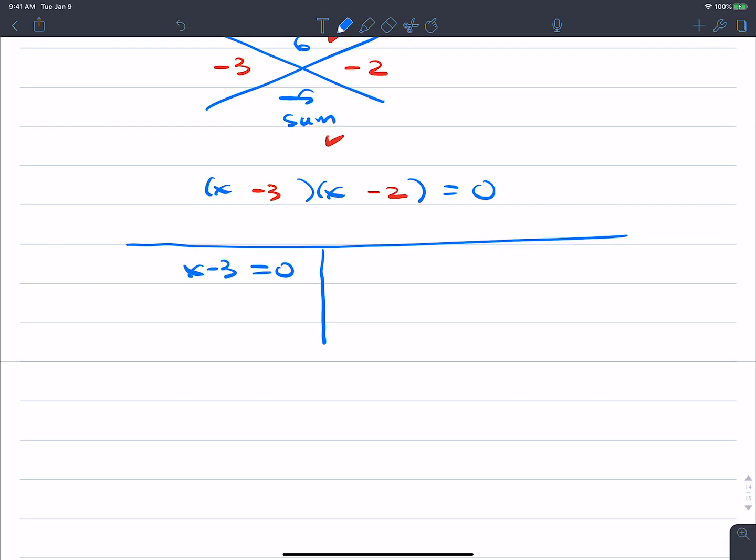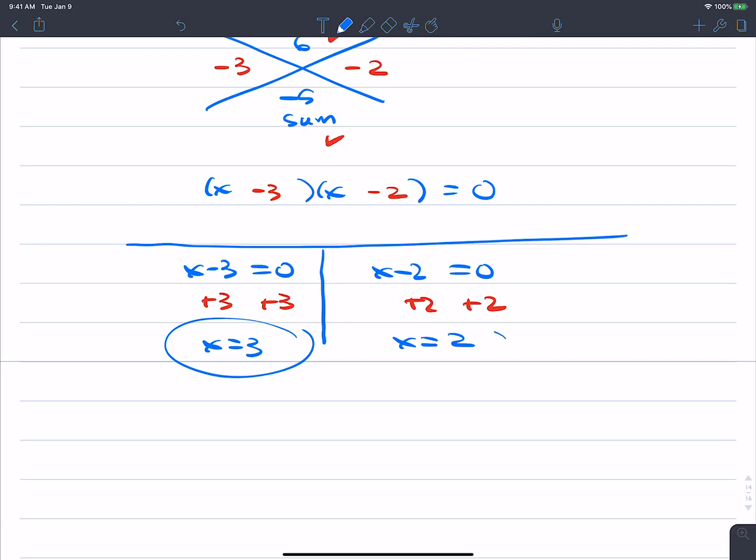x minus 3 is 0. x minus 2 is 0. What do you guys do? Add 3. Add 2. What do you get for x? x is positive 3 here, and x is positive 2.